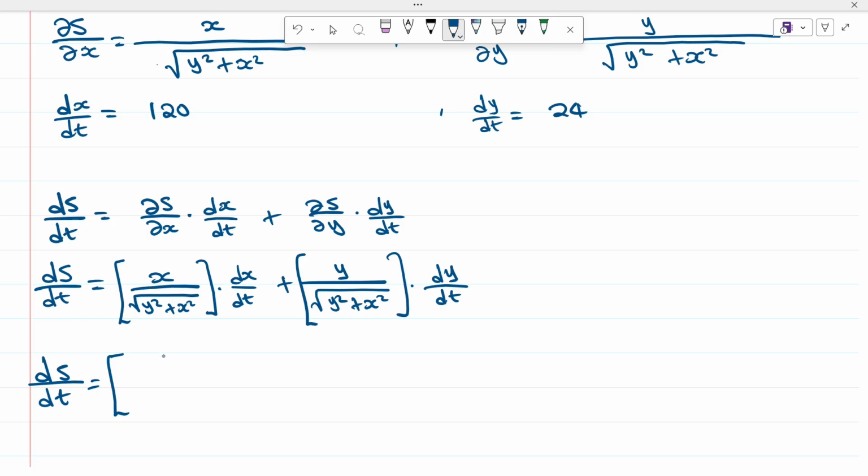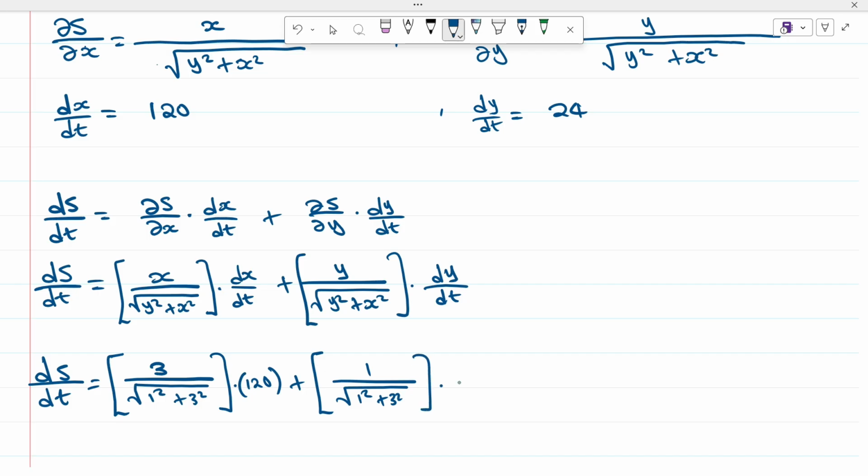So we said x equals 3, right? So x equals 3, so this is going to be 3 divided by the square root of 1 squared plus 3 squared, multiplied by the rate at which x changes with time. We said it's 120. We said this is 120 plus our y. We agreed that y equals 1 divided by the square root of 1 squared plus 3 squared, multiplied by the rate at which y changes with time, which is going to be equivalent to 24.